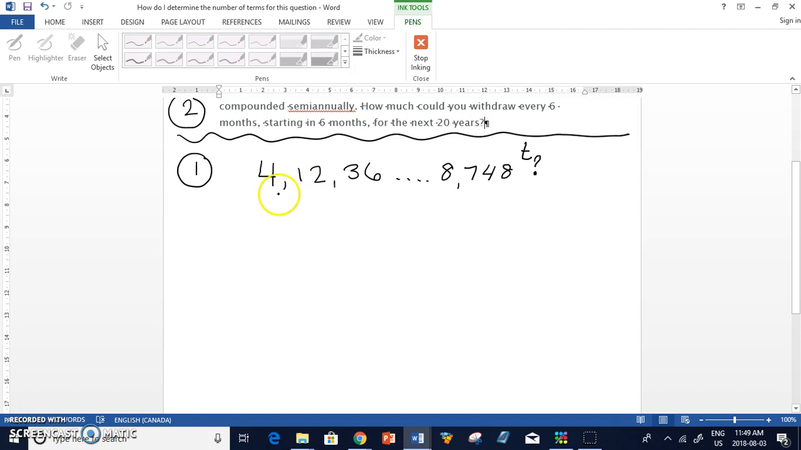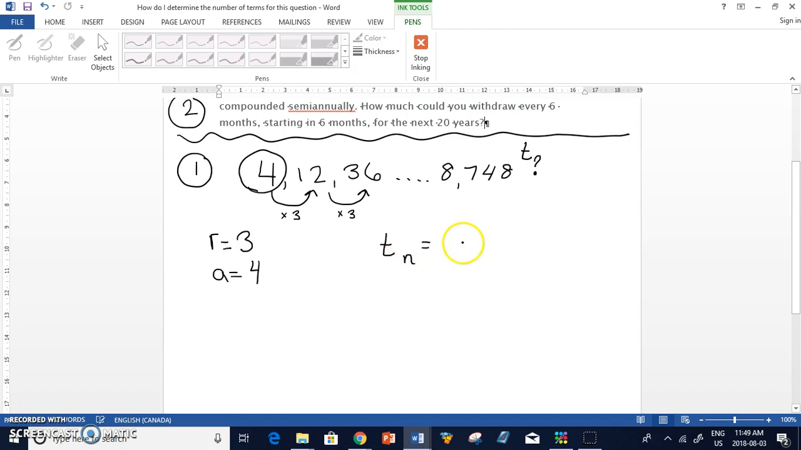Looking at this, we clearly can see it's not arithmetic. We don't have a common difference, but we do have, if we check 12 divided by 4, we get 3, so we can see this was multiplied by 3. 36 divided by 12 is also 3. Okay, so this is enough to tell us that our common ratio is 3, and that tells us it's a geometric sequence. And so we also know that a, the first term in our sequence, is 4.